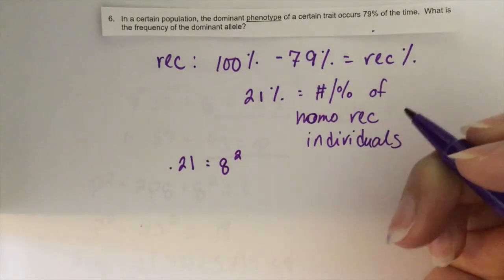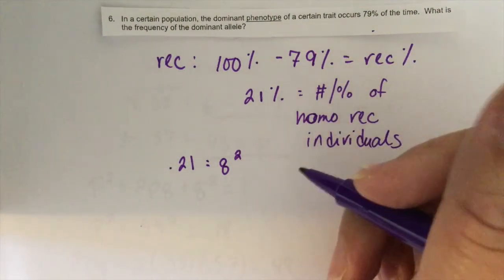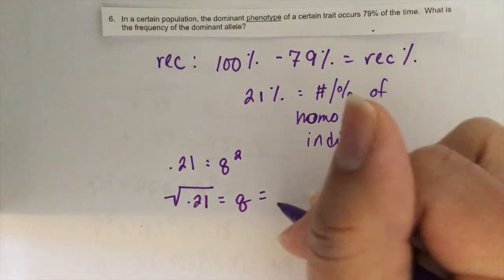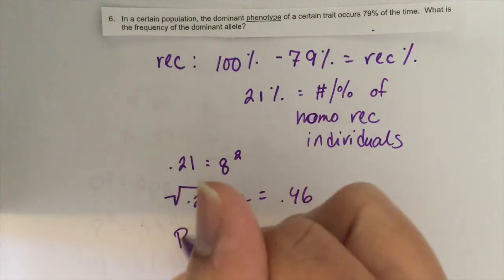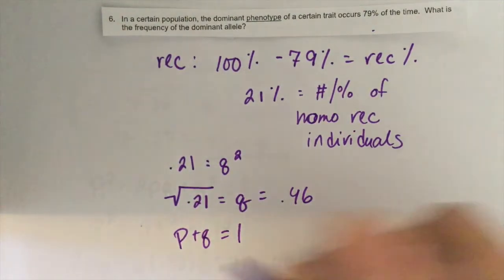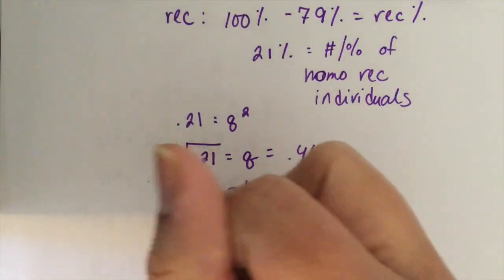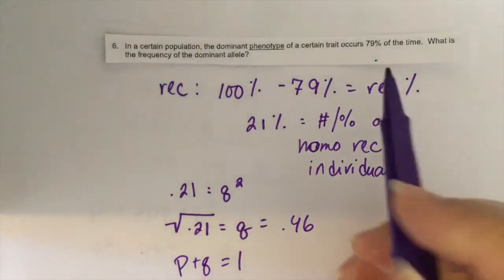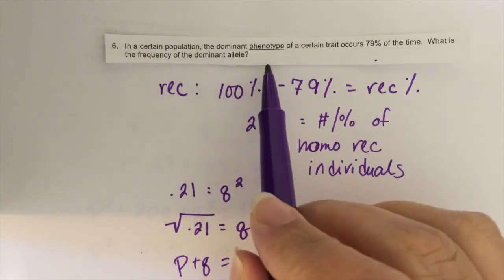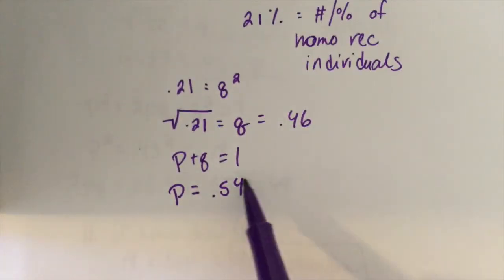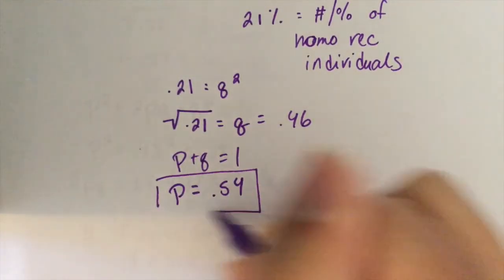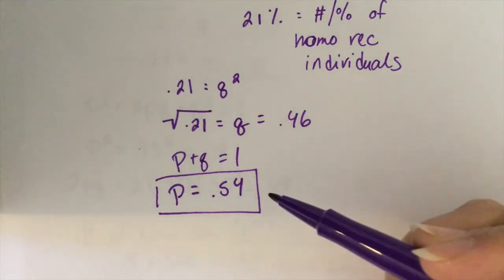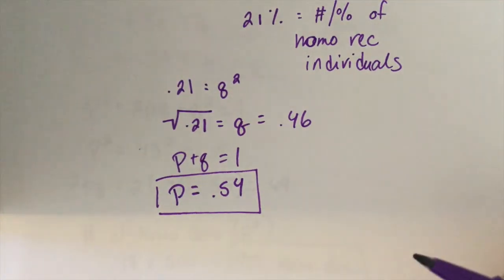0.21 equals Q squared. And so from here, I can do what we've been doing all along. I'm going to take the square root of 0.21, so that way I get Q. Q by itself is 0.46. Remember, I used my formula, P plus Q equals 1. So using that formula, P is going to equal 0.54. And if I look at my problem, it asks, what is the frequency of the dominant allele? Well, dominant allele is P. So I'm already done. I figured out what my frequency of the dominant allele is. So out of my population, 0.54 or 54% of the alleles in that population are going to be dominant.